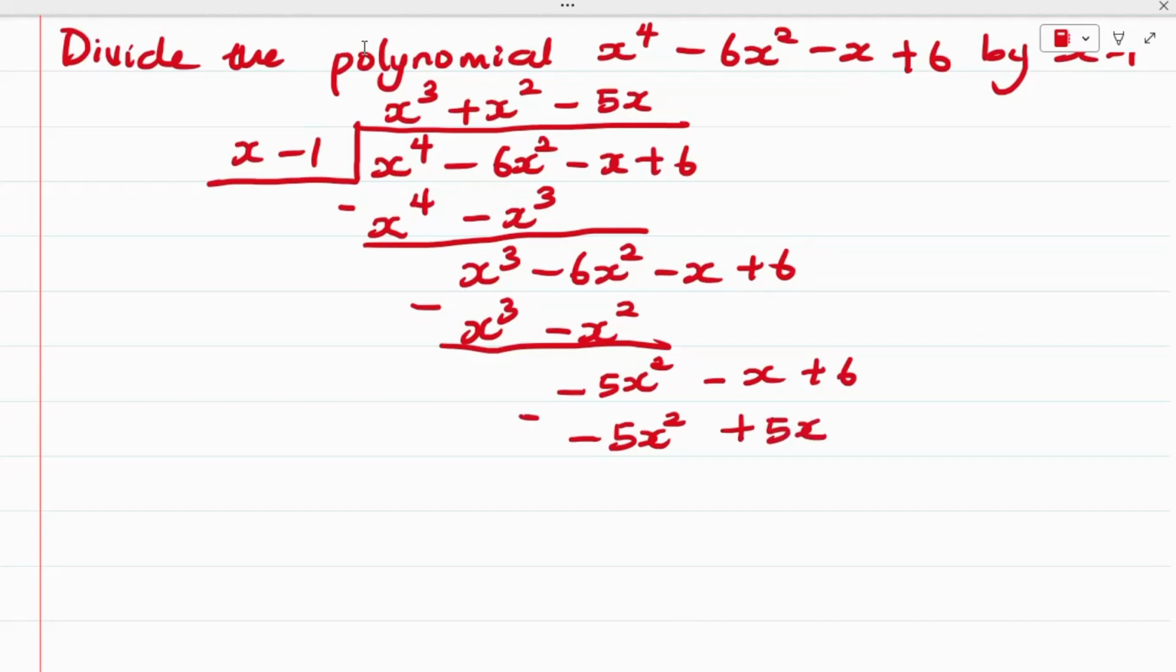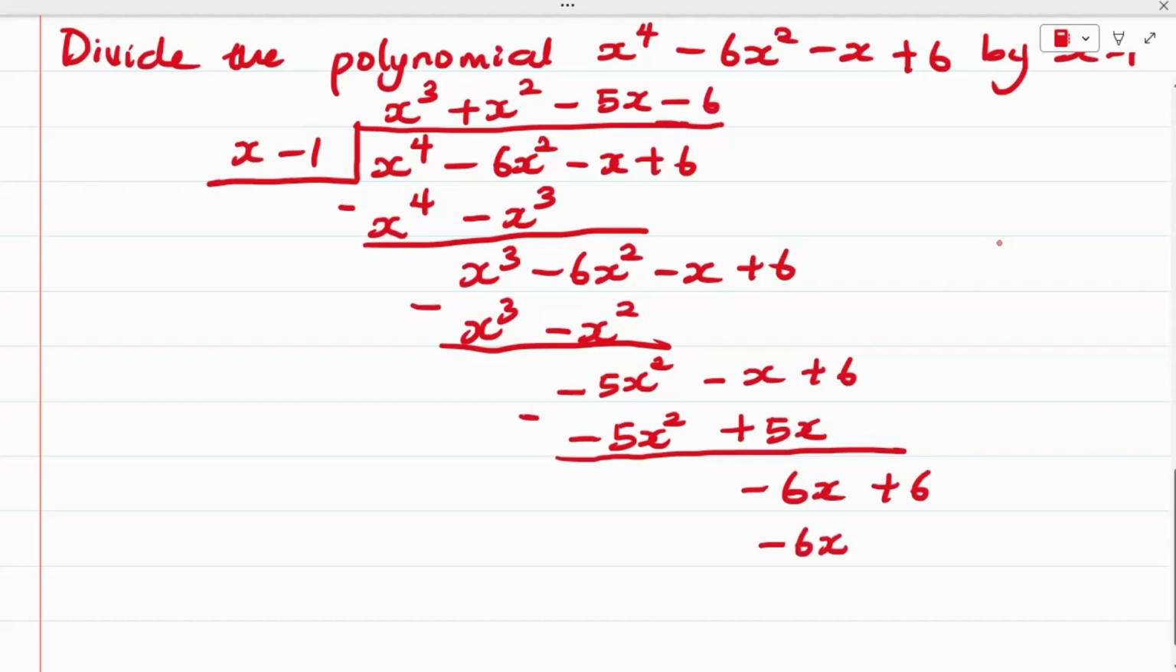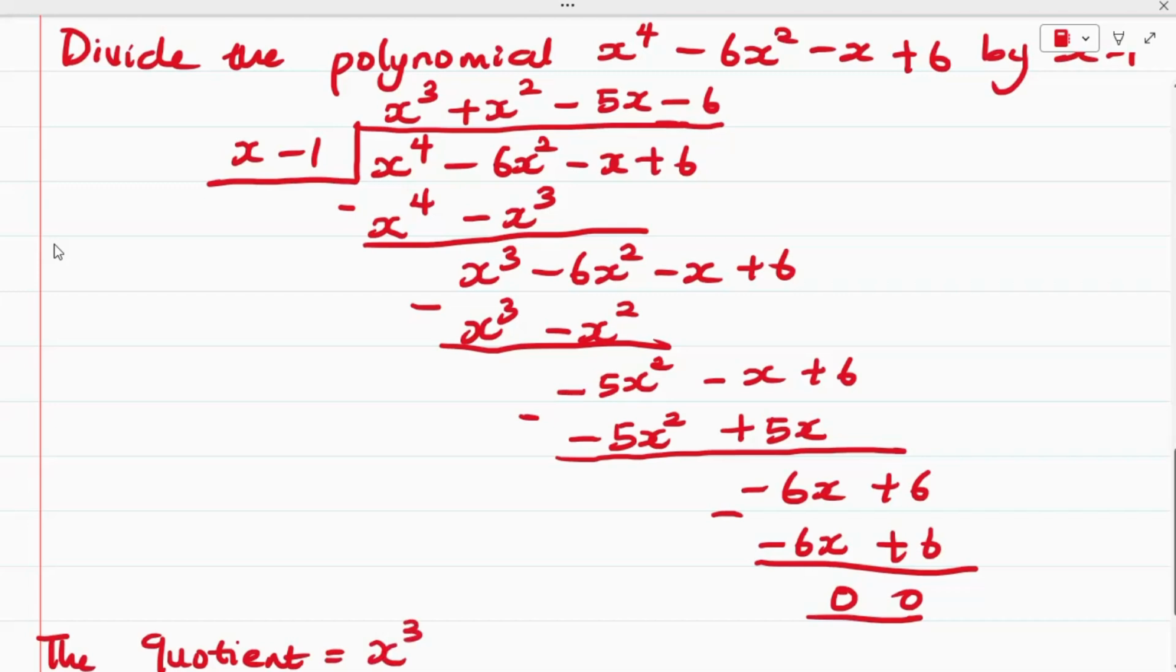Negative 5x multiplied by negative 1 is going to give us plus 5x. So subtracting this right here, this part is automatically 0. So minus x minus plus 5x is going to give us negative 6x plus 6. Negative 6x divided by x is going to give us negative 6. Negative 6 multiplied by x is going to give us negative 6x. Negative 6 multiplied by negative 1 is going to give us positive 6. So subtracting this, we have 0. So hence right here, the quotient is given to us as x cubed plus x squared minus 5x minus 6. Okay, so this becomes the quotient.